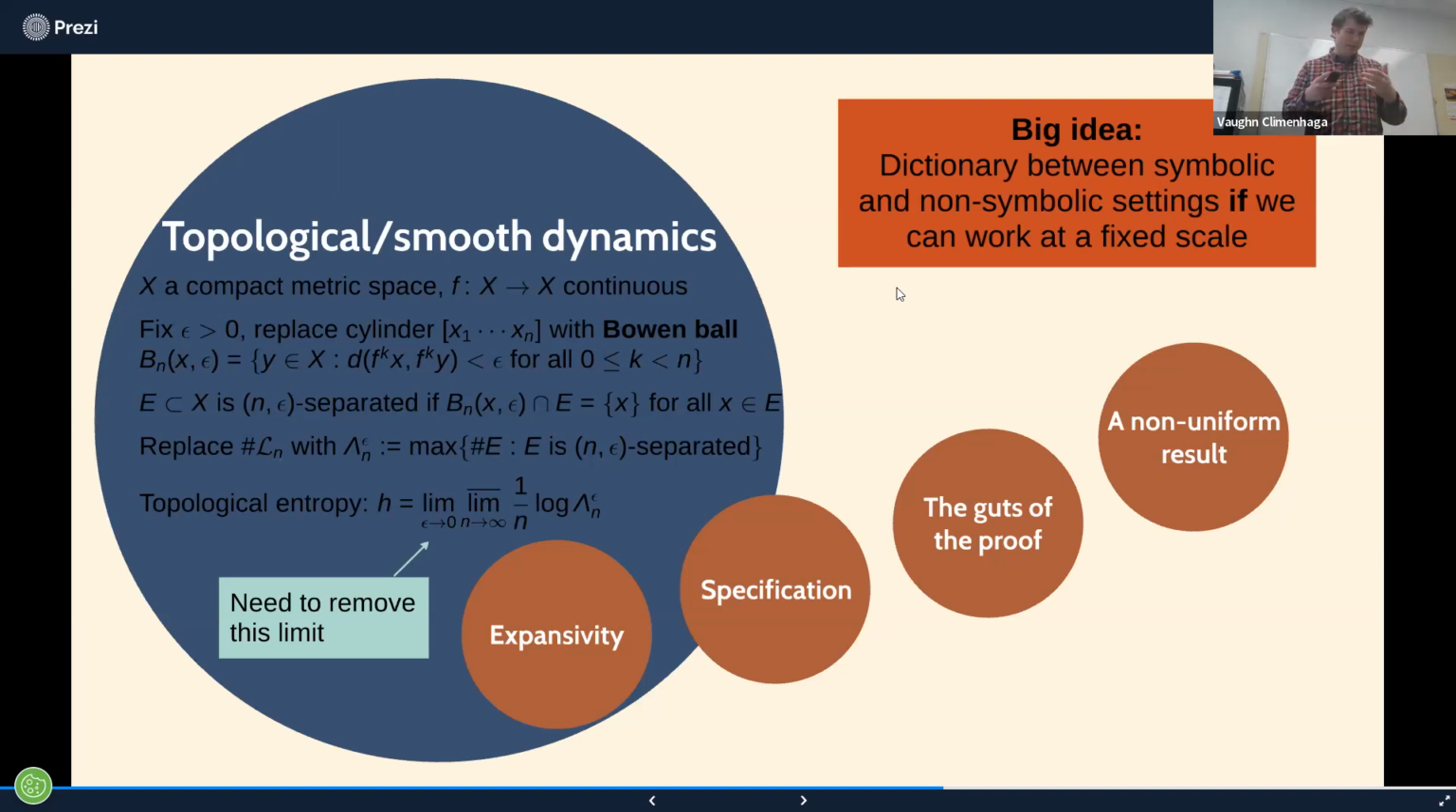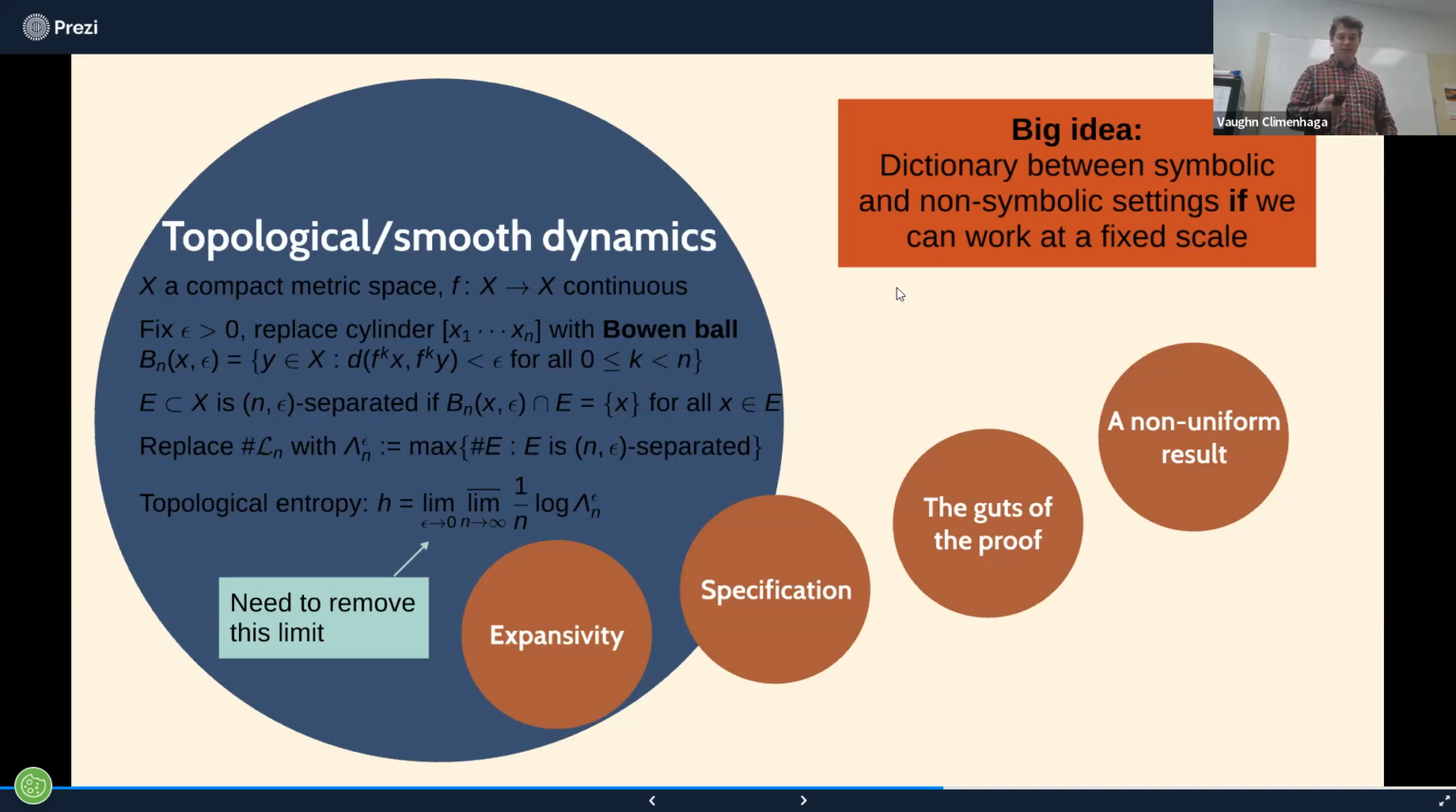To the point where, right now, Dan Thompson and I and his former student Tianyu Wang are working on adapting all of this machinery to the non-compact setting. One of the things that we've done in order to do that is first write everything down in the symbolic setting and then run it through this dictionary, because it's just so much easier to write things down in the symbolic setting first, which is why I started there to present this.